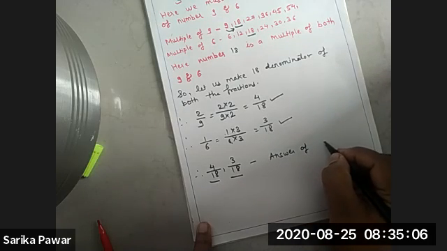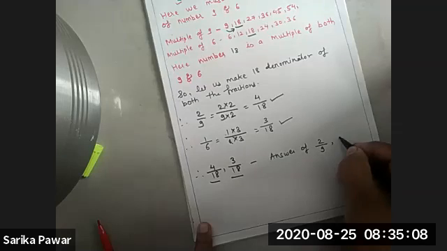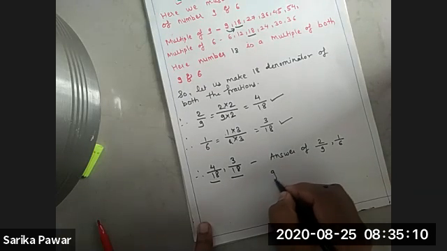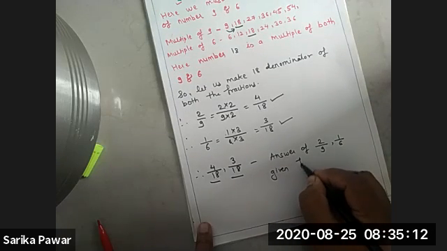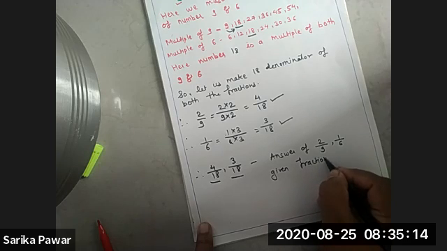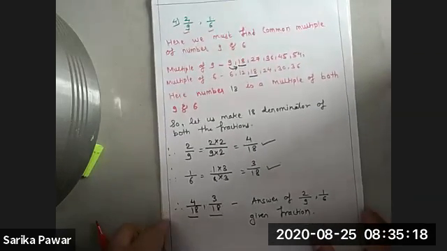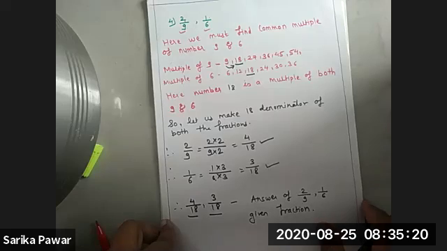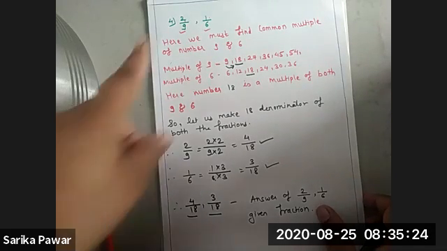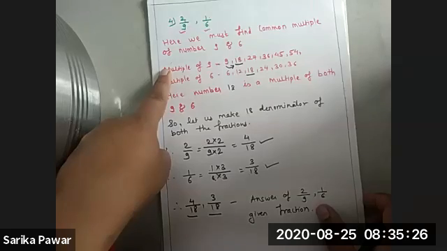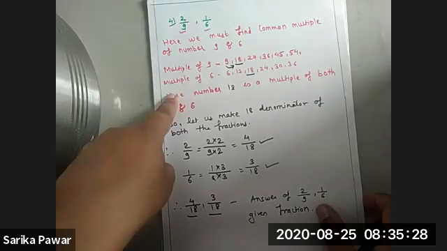Answer of 2 upon 9 and 1 upon 6, the given fractions. I hope you understand this problem also. Problem number 4: you just have to remember the steps. Just write down the table of 9 and the table of 6 here.